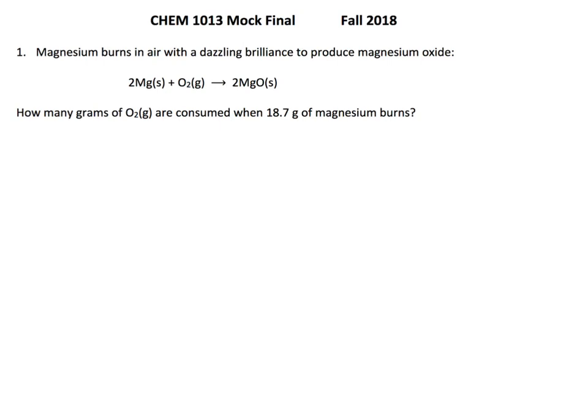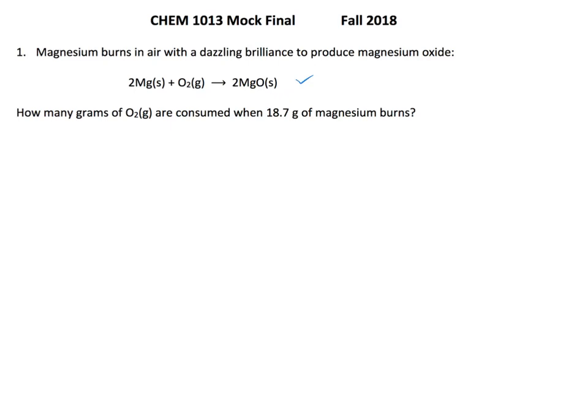All right, question 1, mock final from 2018. We're going to dig right in here and start right away. First question says, magnesium burns in air with a dazzling brilliance to produce magnesium oxide and gives the balanced chemical equation here. How many grams of O2 are consumed when 18.7 grams of magnesium burns? So this is a stoichiometry question.